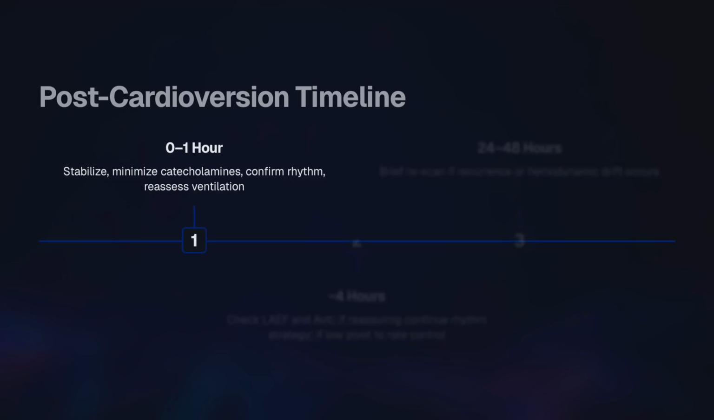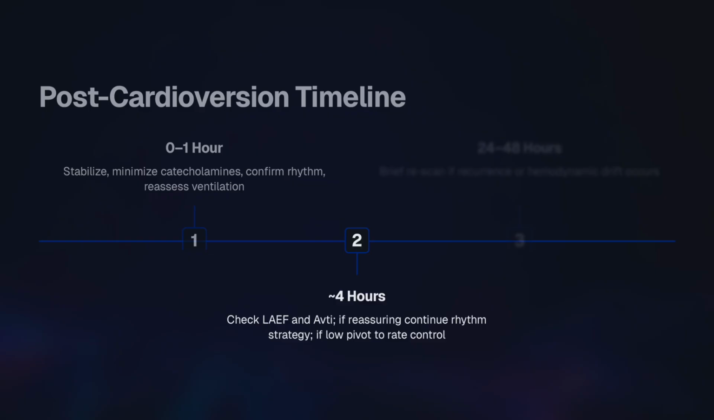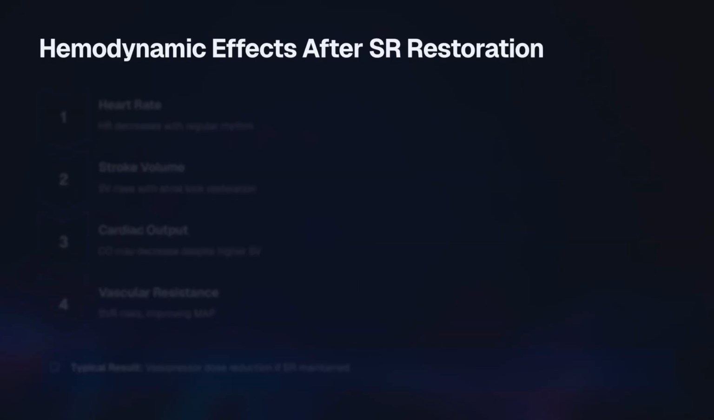So the post cardioversion timeline: 0 to 1 hour, stabilize, minimize the catecholamines, confirm there is a rhythm correction, and reassess the ventilation. At 4 hours, check the LAEF and the AVTI. If reassuring, then continue the rhythm strategy. If low, pivot to rate control. And at 24 to 48 hours, do a brief rescan if recurrence or hemodynamic drift is occurring.